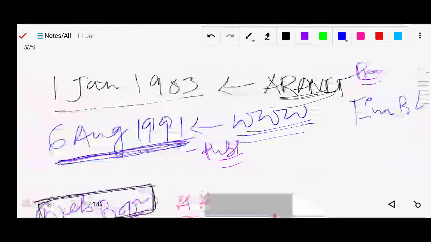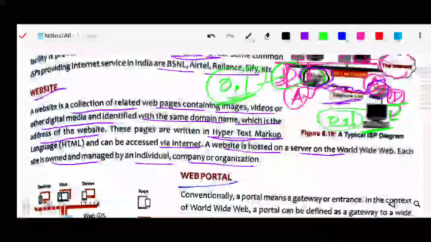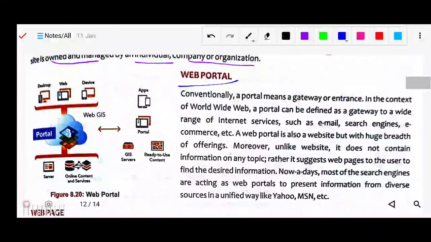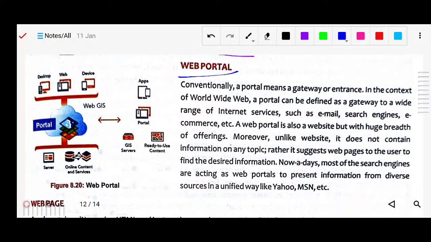So now, in the next part we will see the web portal. A web portal means a gateway in the context of the World Wide Web. A portal can be defined as a gateway to a wide range of internet services such as email, search engines, commerce, etc. A web portal is also a website, but with a huge breadth of offerings. You can understand how this web portal works on GIS.